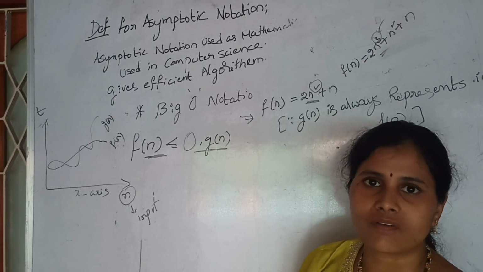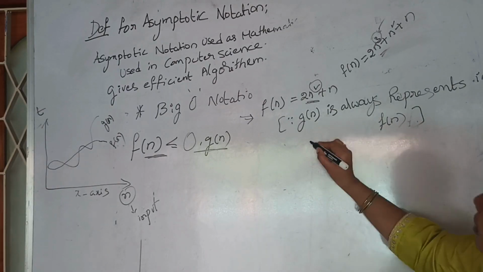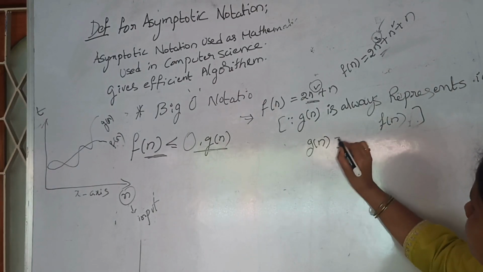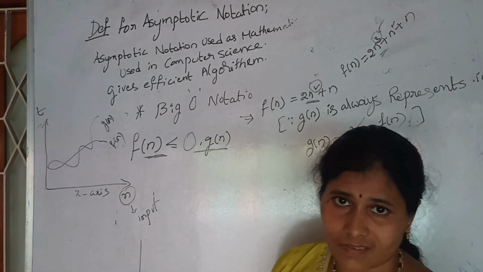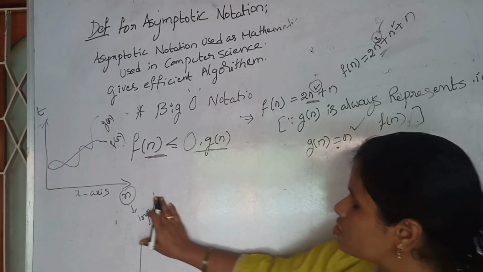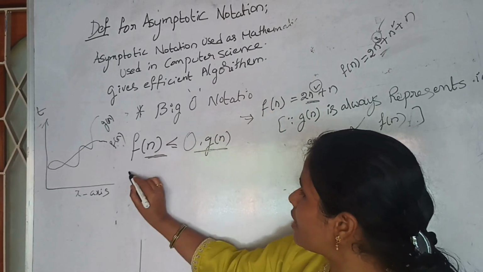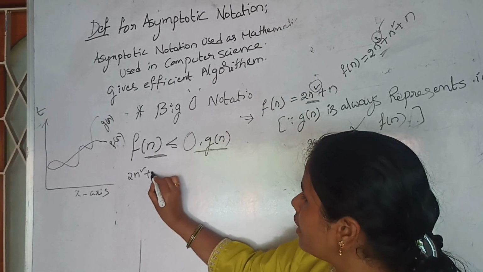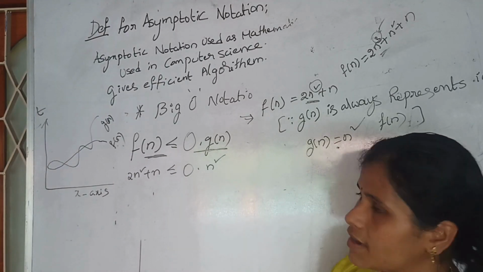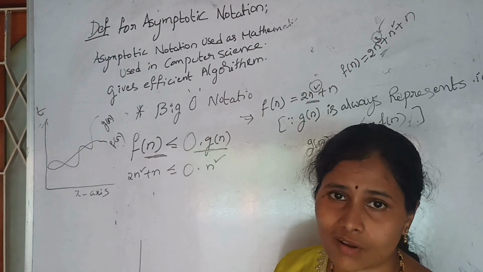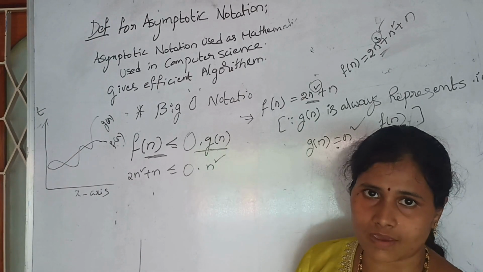What is the highest power? That power gives the g of n value. So here g of n equals n square. Let me substitute this value into the function. So f of n, which we already have as 2n square plus n, is less than or equal to O of n square. The g of n value is n square, so I have substituted that.